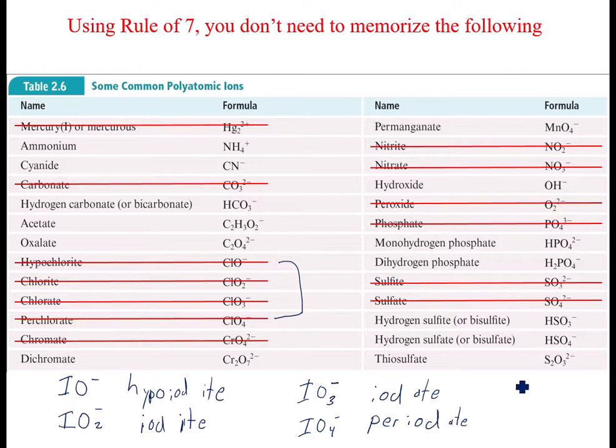So the chlorines, the bromines, and the iodines follow this hypo and per pattern. And so I've just expanded on that table 2.6 by adding iodine and bromine to this. Okay. Now, so there's all those.